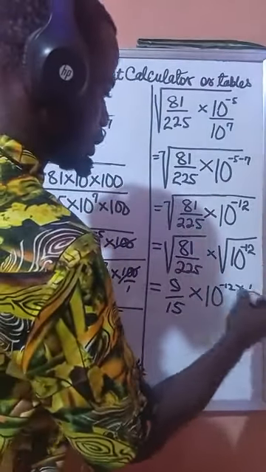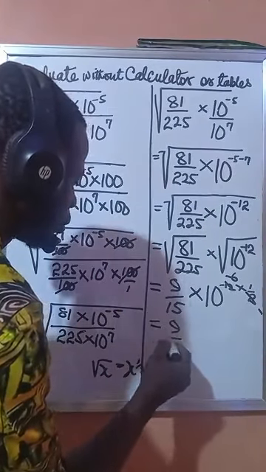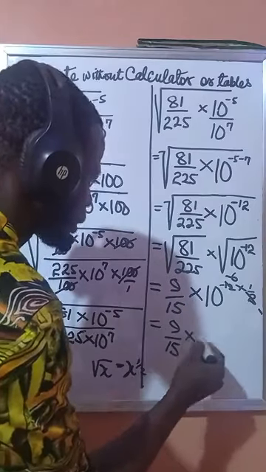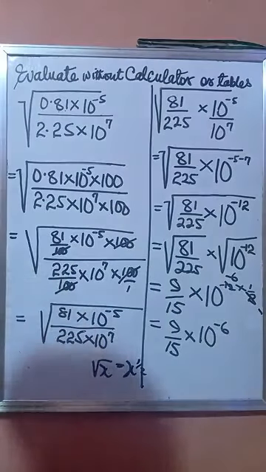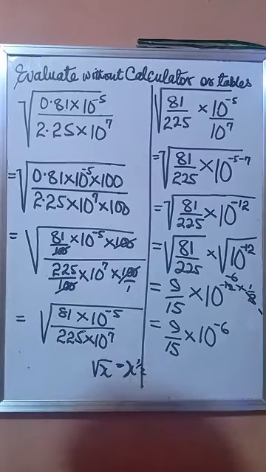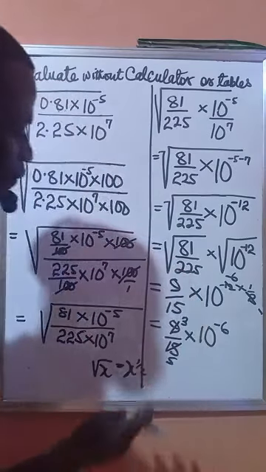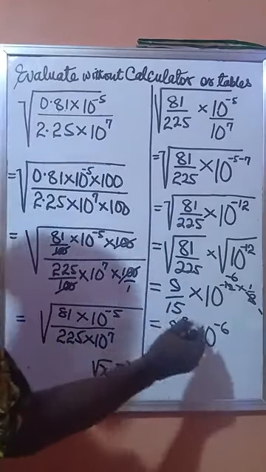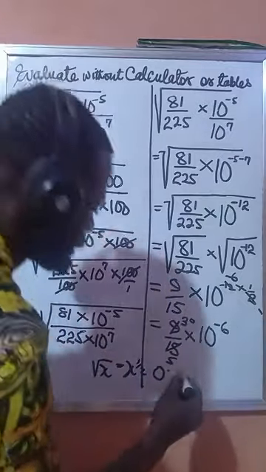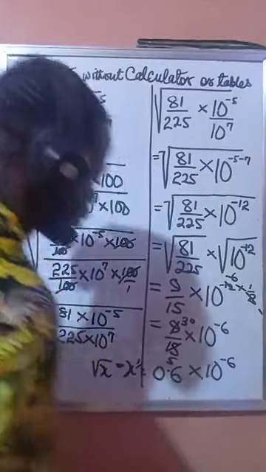2 here, 1, 2 here, minus 6. So you can write this as 9 over 15 times 10 raised to the power minus 6. Now, 9 over 15: 3 here is 3, 3 here is 5. 5 in 3 cannot go, put 0 point. Add 0 here. 5 in 30 is 6, times 10 raised to the power minus 6.